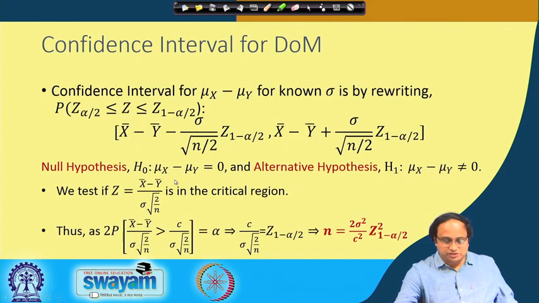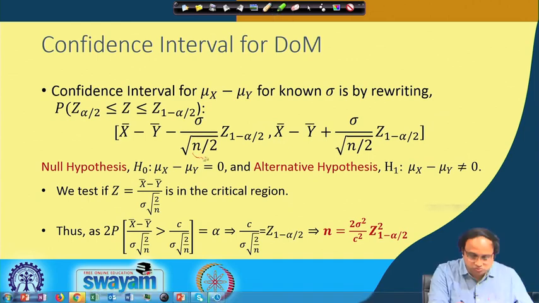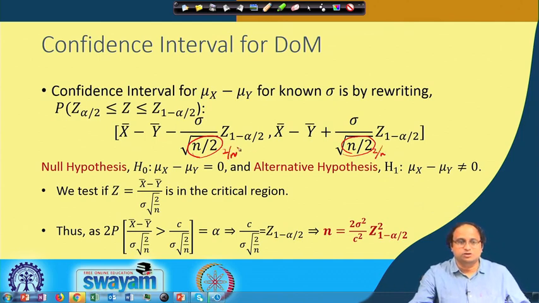Now, the corresponding confidence interval for mu x minus mu y will be x bar minus y bar plus minus sigma by square root of, this would be 2 by n actually. Maybe you should make another correction: this is square root of 2 by n. So, x bar minus y bar plus minus sigma square root of 2 by n times z 1 minus alpha by 2.